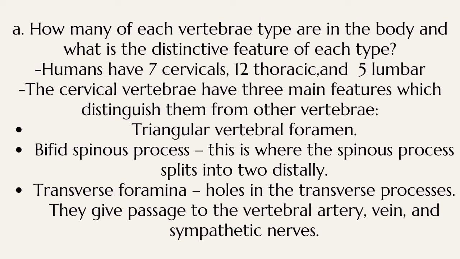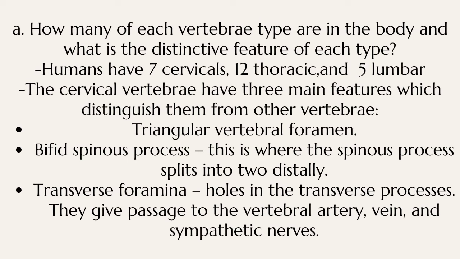Humans have 7 cervical, 12 thoracic, and 5 lumbar vertebrae. The cervical vertebrae have three main features which distinguish them from other vertebrae. Number 1 is the triangular vertebral foramen. Number 2 is the bifid spinous process, where the spinous process is split into two distally. Then the transverse foramina, which are holes in the transverse process. They give passage to the vertebral artery, vein, and sympathetic nerves.